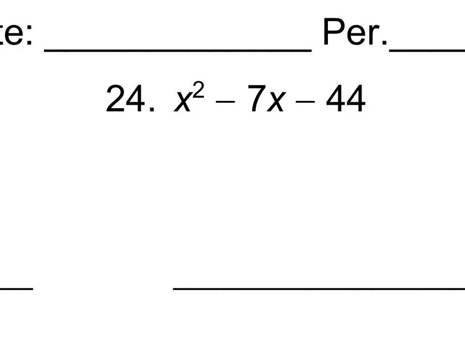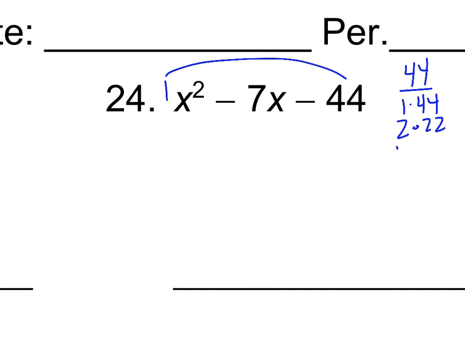Number 5. Now we go into multiplying. So 1 times 44 is 44. Always start with 1, then go to 2. That's 22. Then go to 3. 3 doesn't go in evenly. 4 does. 4 times 11. 5 does not. 6 does not. 7 does not. 8 does not. 9 does not. And 10 does not. So that means 11 would be our next number.